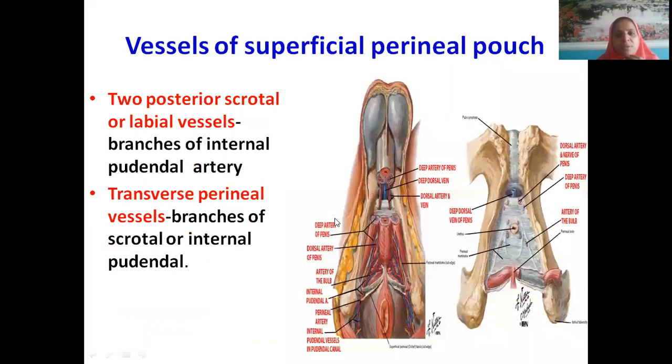Now coming to it, I told you we have muscles, vessels, and nerves. So what are the vessels we find in the superficial perineal pouch? Try to remember the names. In males, posterior scrotal vessels, and in females, labial vessels for the labia majora and minora. These are branches of the internal pudendal artery, which in turn is a branch of the internal iliac artery. We also have transverse perineal vessels, branches of the scrotal or internal pudendal. Try to remember the names, very, very important. The superficial perineal pouch itself is very important.